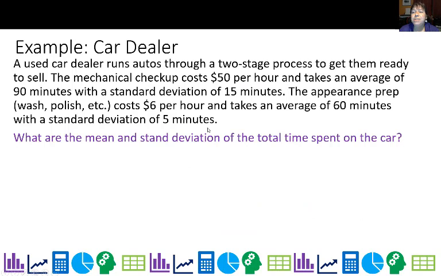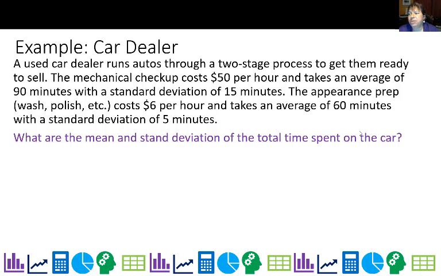Okay, so we have an example. A used car dealer runs autos through a two-stage process to get them ready to sell. The mechanical checkup costs $50 per hour and takes an average of 90 minutes with a standard deviation of 15 minutes. The appearance prep, wash, polish, etc., costs $6 per hour and takes an average of 60 minutes. Notice I have minutes and hours, so be careful. And I have a standard deviation of 5 minutes, all right? So what are the mean and standard deviation of the total time spent on the car?